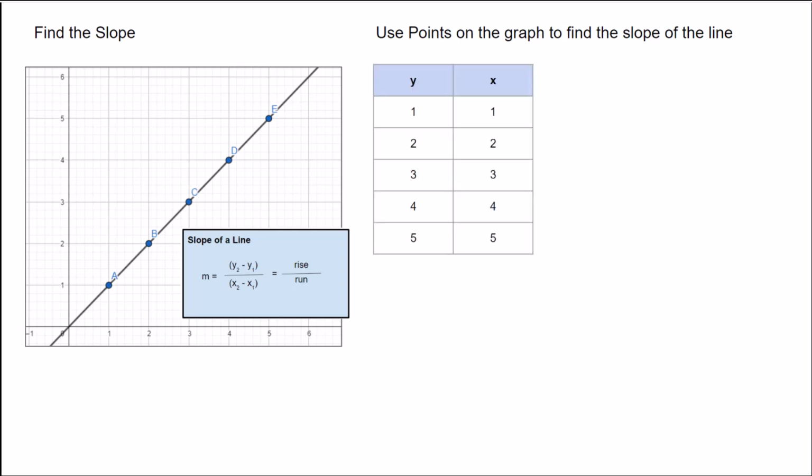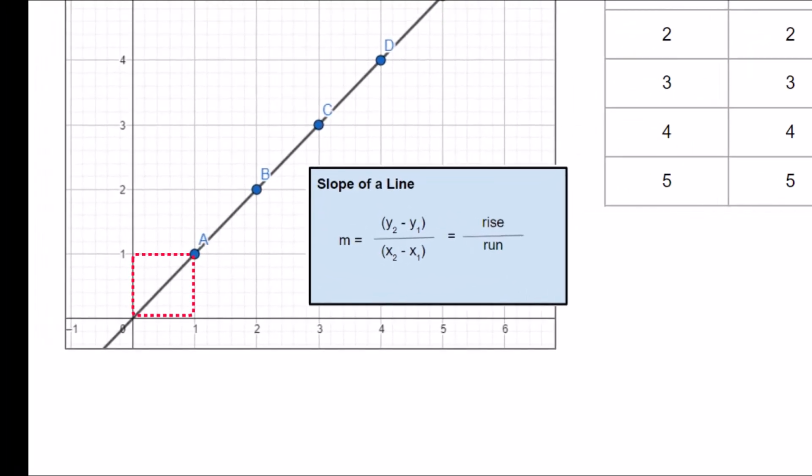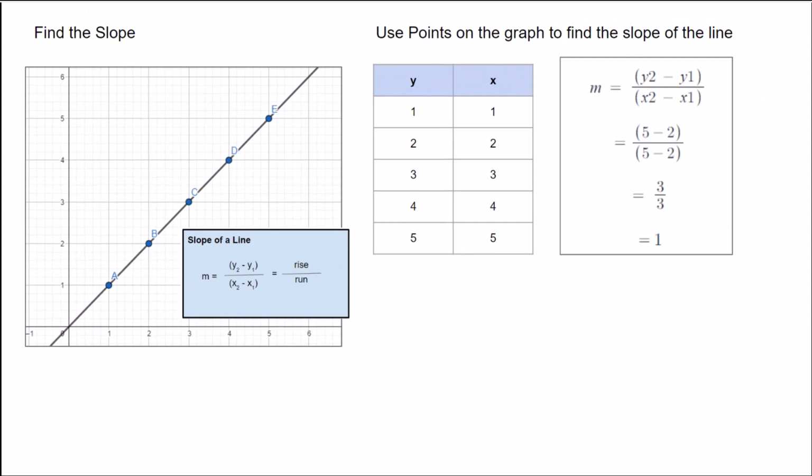Here we can see that there's a point at x is equal to 1, y equal to 1, x is equal to 2, y is equal to 2, and so on until you get up to about 5. Having these values, if we fill them into our formula, we can take any 2 points. Here we've chosen the points (5, 5) and (2, 2). For the y values, if you take 5 and subtract 2 from that, you'll get 3. And then for the x values, if you take 5 and subtract 2 from that, you'll get 3 as well, which is equal to 1. Therefore, the slope of this line is 1, because for every 1 unit you change on the x-axis, you change 1 unit on the y-axis.